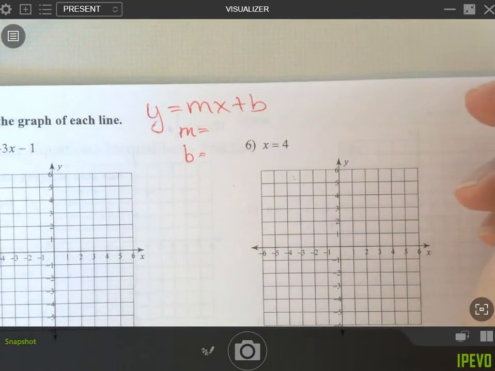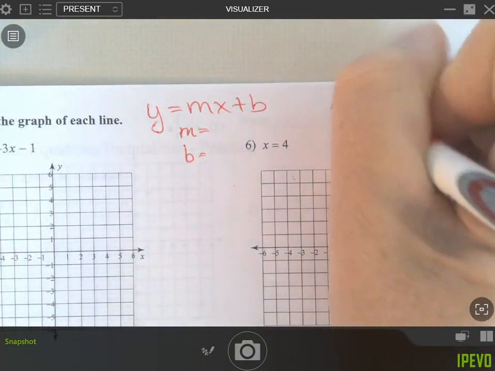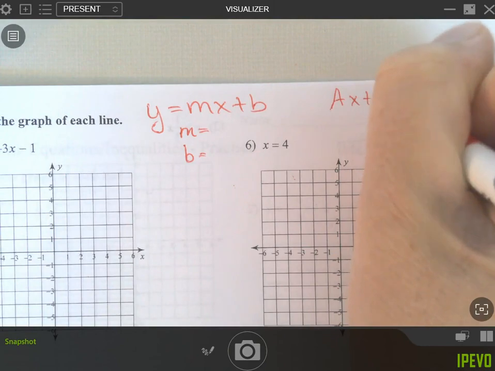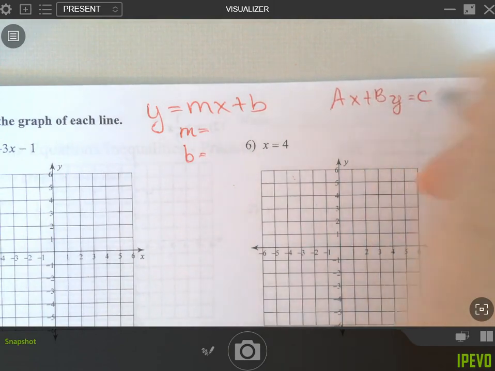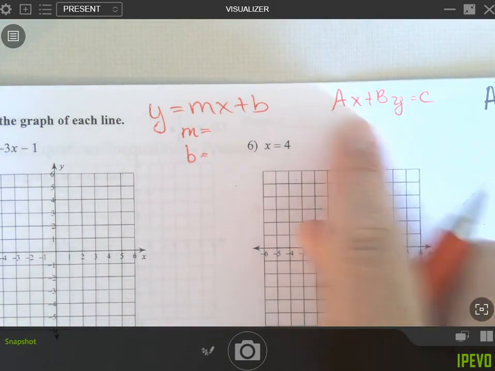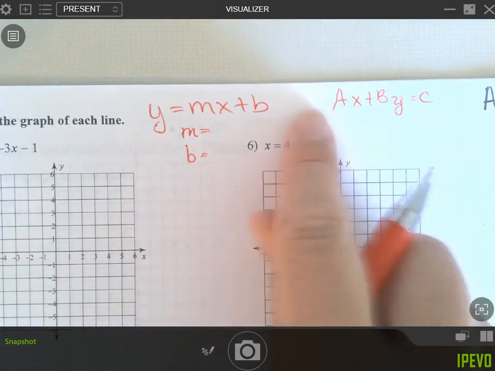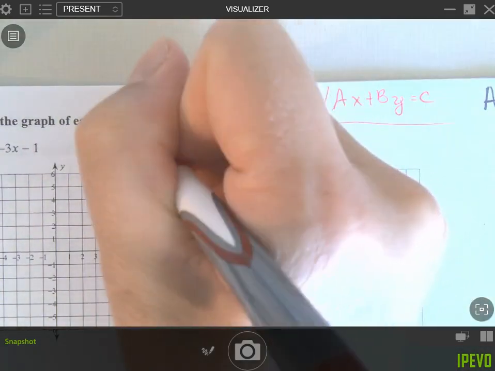Does anybody remember what standard form is? Standard form is ax plus by equals c. And if you have everything on one side, you have to move things around and solve for y. We don't have to do that. This is what we have.